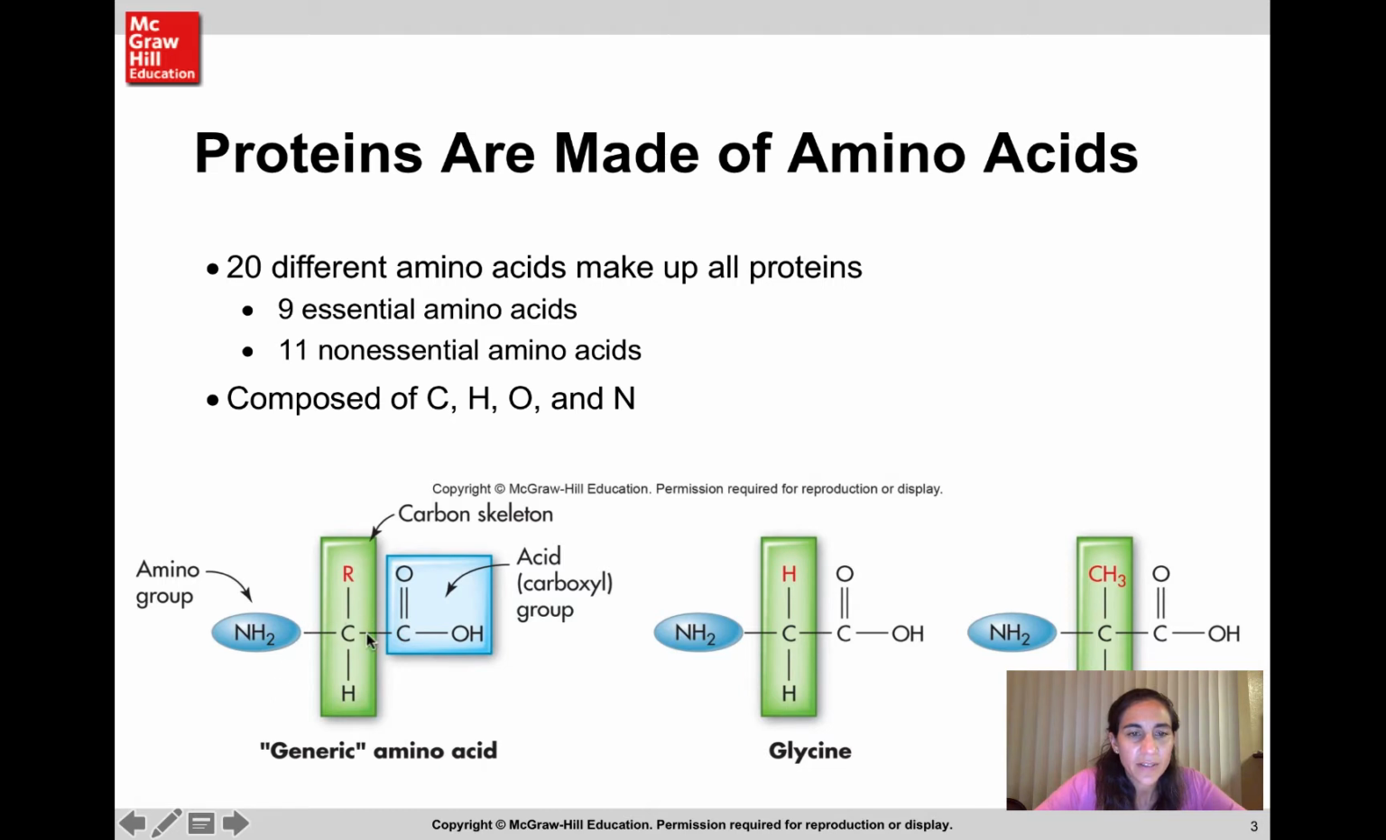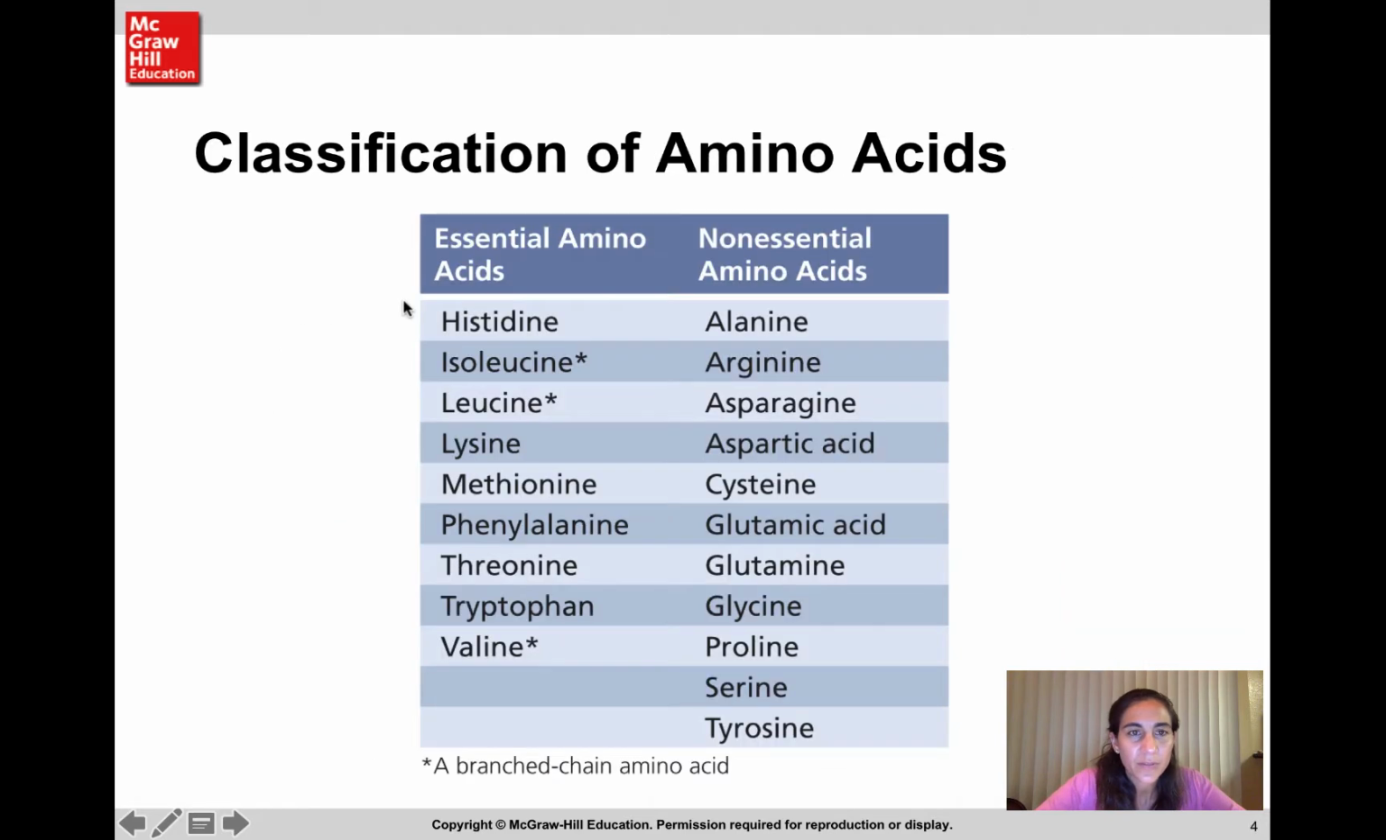So this slide goes over the basic structure of an amino acid. We see that they have a central carbon and 4 side groups, which includes an amino group, a carboxylic acid, a hydrogen, and an R group, which varies based on the amino acid. We have 20 amino acids, 9 being essential and 11 non-essential, and they will all vary based on their R group. You'll see here that glycine's R group is a hydrogen, whereas alanine's R group is a CH3. They will all have different R groups.